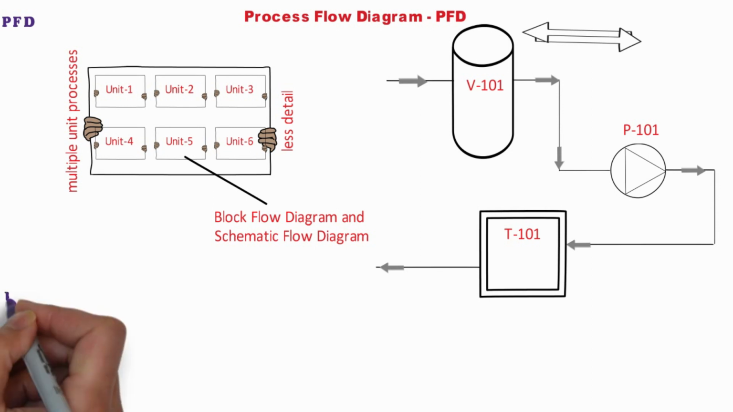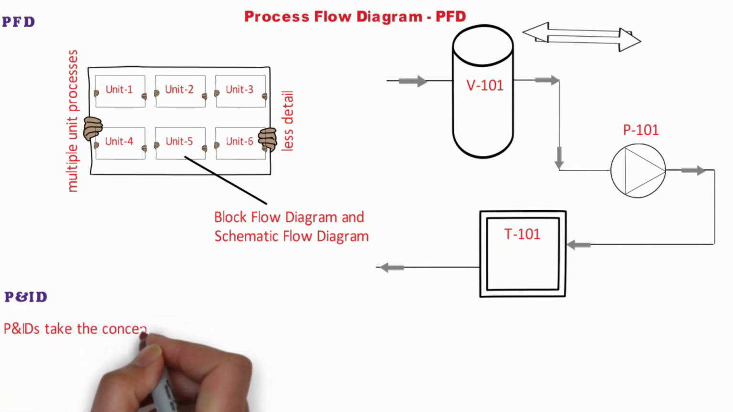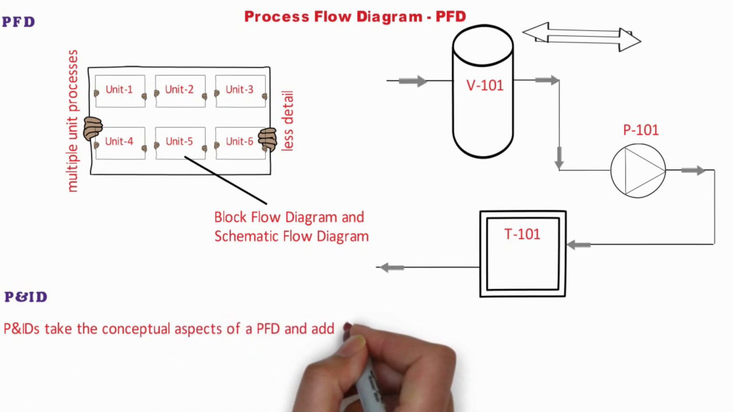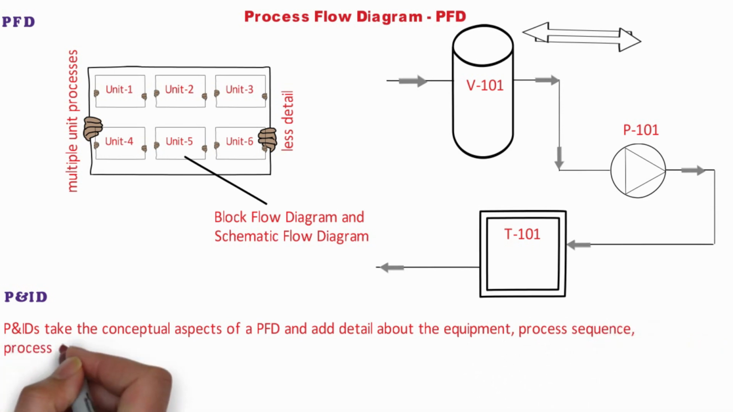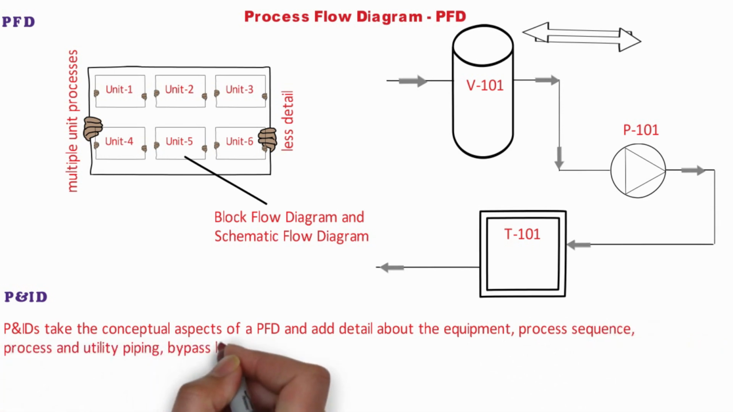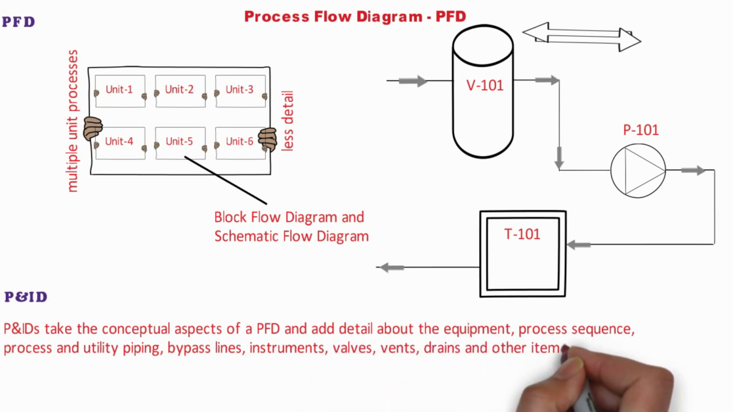On the other hand, a P&ID, a piping and instrumentation diagram, is more technical, describing mechanical details for piping designers, electrical engineers, instrument engineers, and other technical experts who need this detail more than they need process details. P&IDs take the conceptual aspects of a PFD and add detail about the equipment, process sequence, process and utility piping, bypass lines, instruments, valves, vents, drains, and other items.